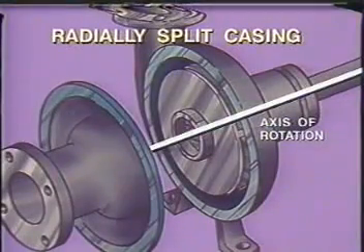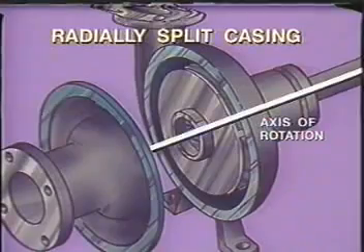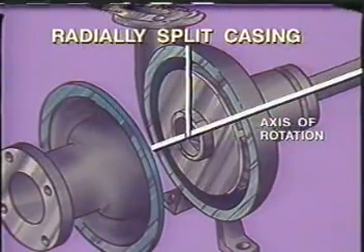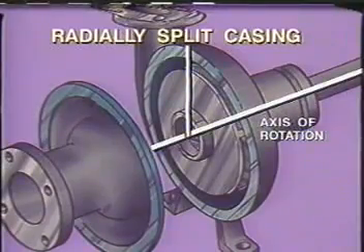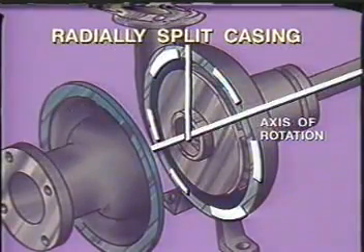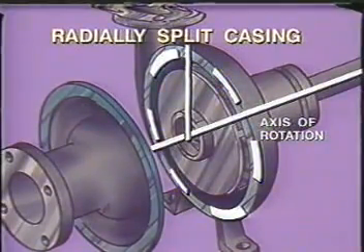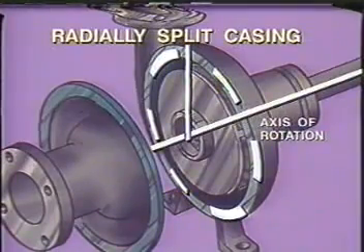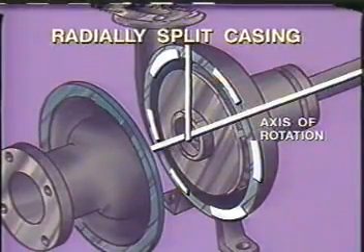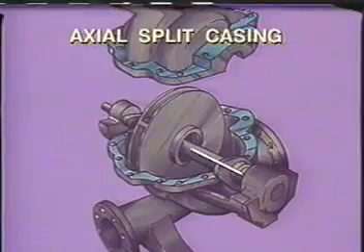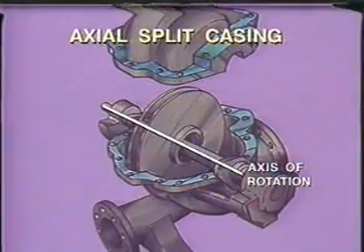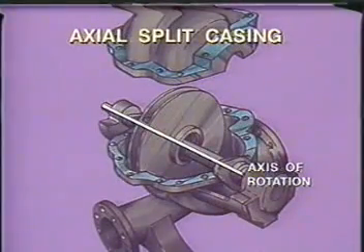As you probably noticed, the casing must be split in some way to allow insertion and removal of the impeller. When the split is perpendicular to the axis of rotation, we call it a radially split casing. In a radial split casing, the casing is generally solid around the impeller, but the end is removed to gain access. Sometimes this is called a vertical split. The other type of casing is split parallel to the axis of rotation. In this case, the top of the casing can be removed to gain access to the impeller.